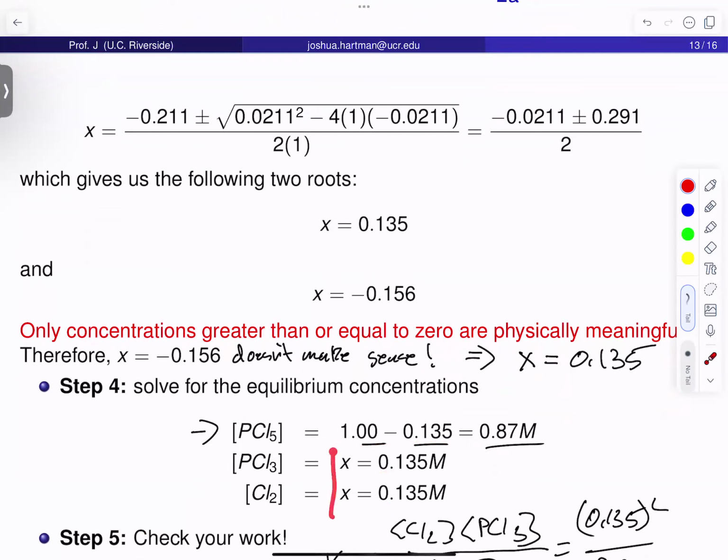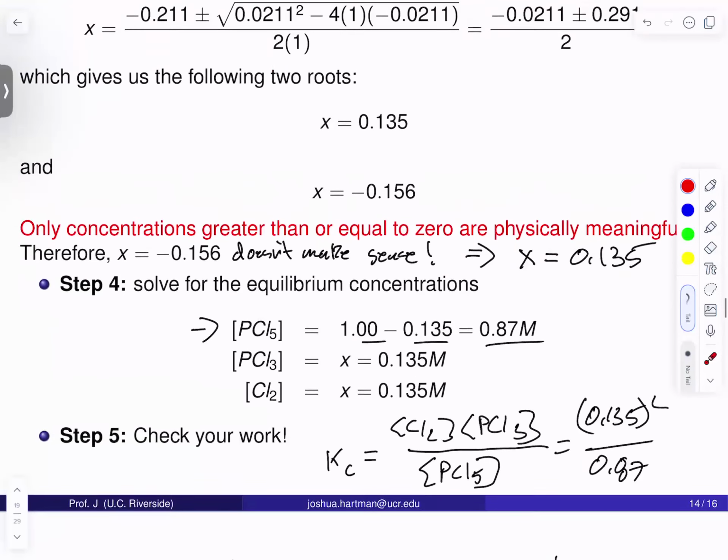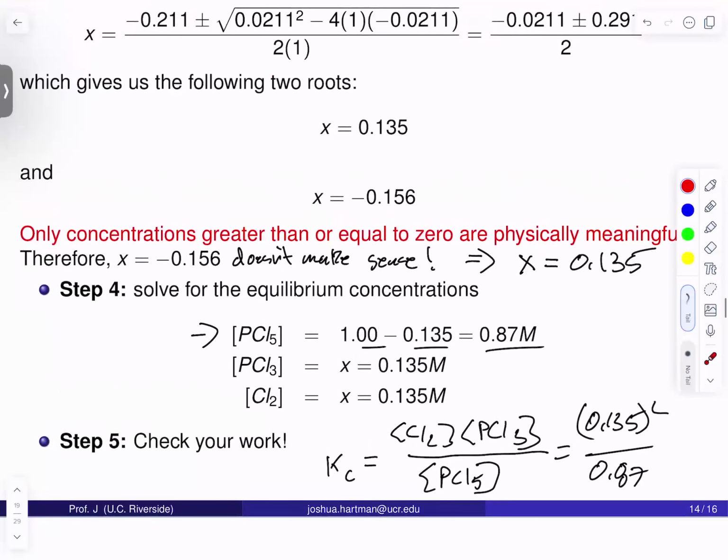And so once you solve for these equilibrium concentrations, before you move on and say, hey, done with the problem, check your work, okay? All you need to do is plug these numbers back in.